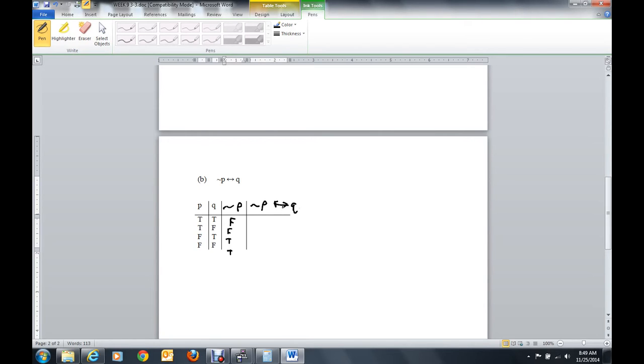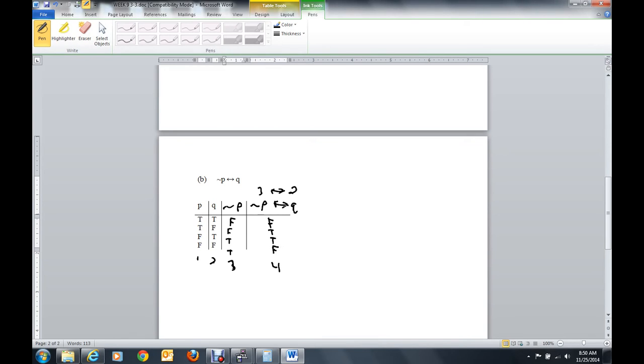Recall that this is true if both truth values are the same, either both true or both false. Let's call the columns 1, 2, 3. I'm going to look at column 3 with column 2. These two right here are what we're looking at to find this fourth column, the answer column. If they're opposites, it's false. These are the same, so it's a true. These are the same, so that's a true. These are opposites, false.